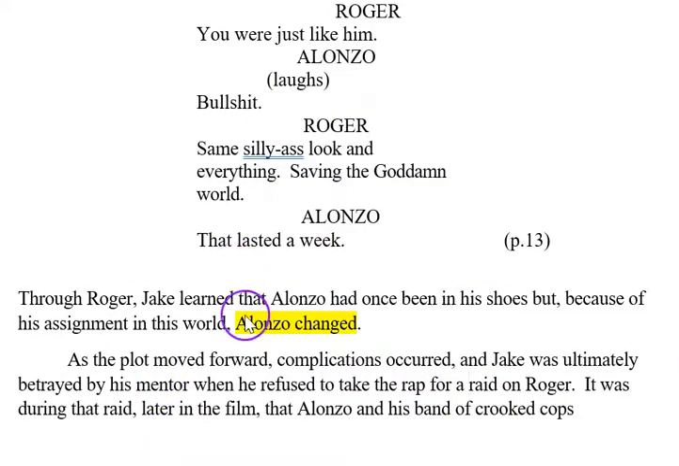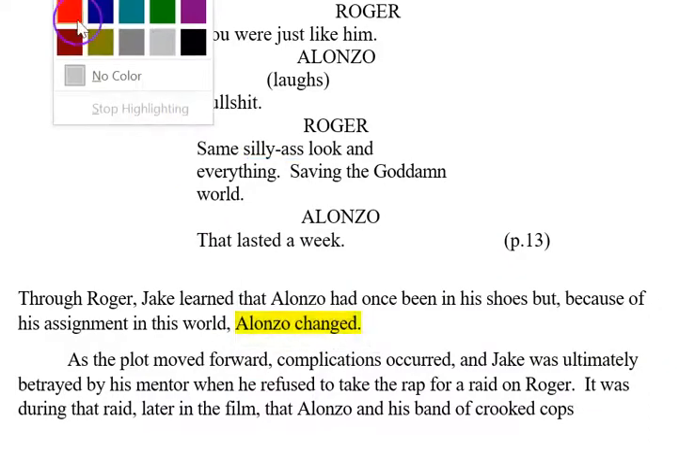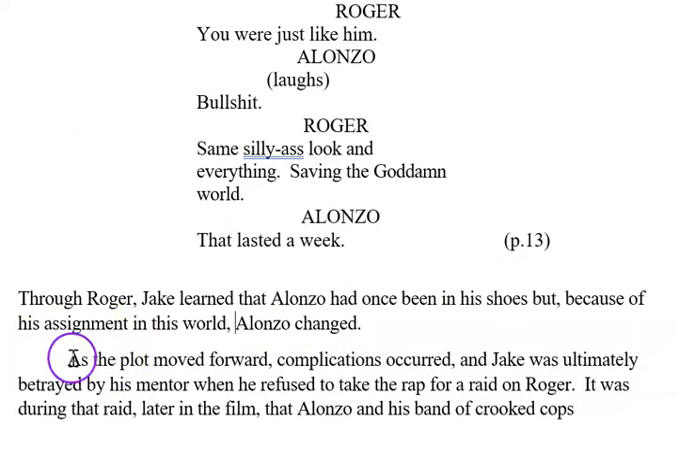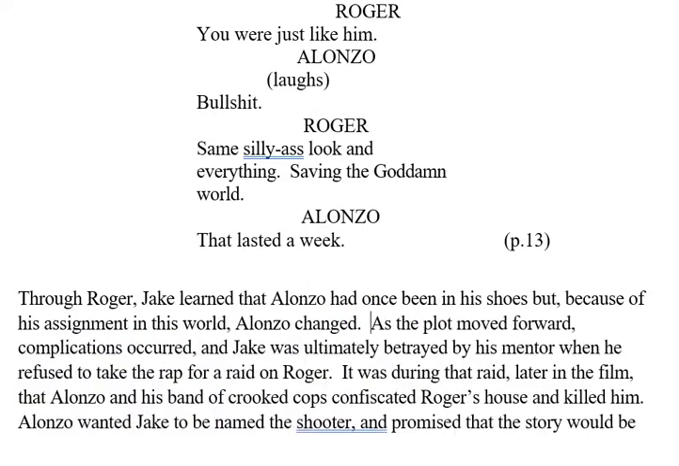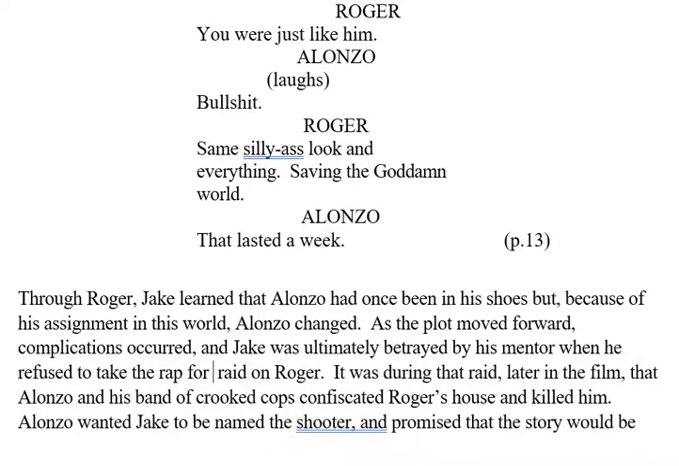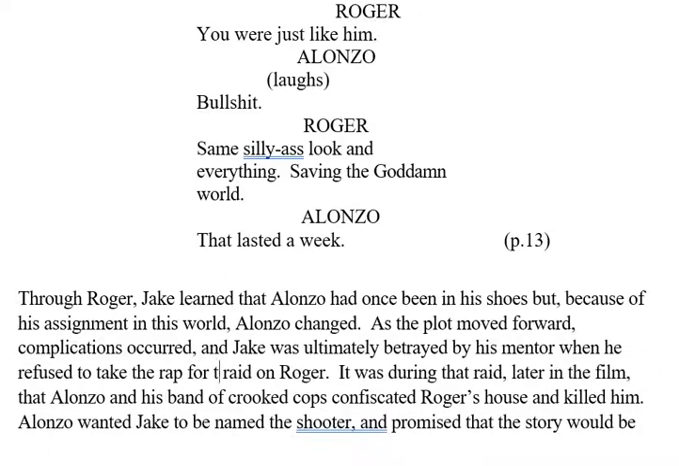Okay, I'm going to change my mind, and I'm going to keep this all part of the same paragraph, because of this: Alonzo changed. What did he change to? As the plot moved forward, the complications occurred, and Jake was ultimately betrayed by his mentor when he refused to take the rap for the raid on Roger.